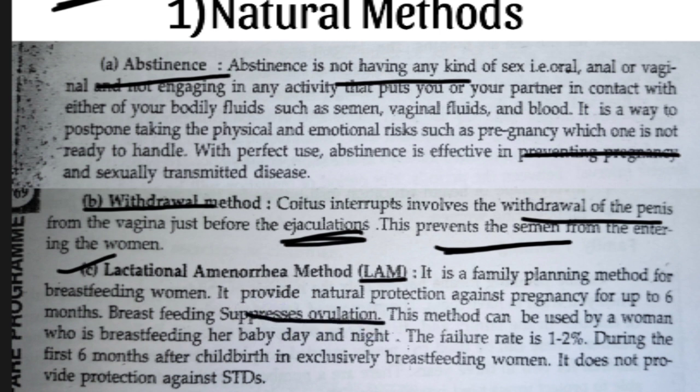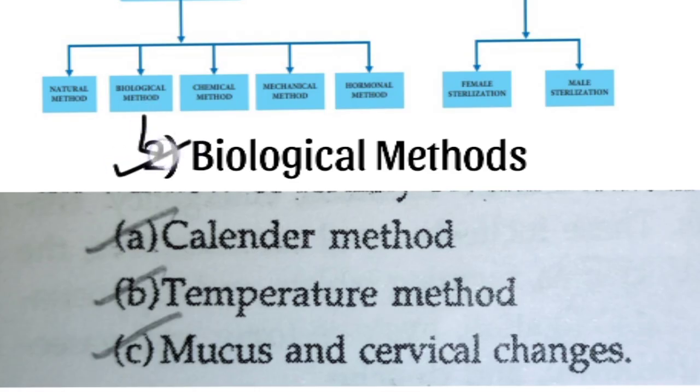When there is no ovulation, when there is no egg release, at that period the couple can have sexual contact and the pregnancy condition will not occur. Only in 1 or 2 percent has pregnancy occurred. Second method, the biological method. In this biological method we have three types: calendar method, temperature method and cervical mucus change method.